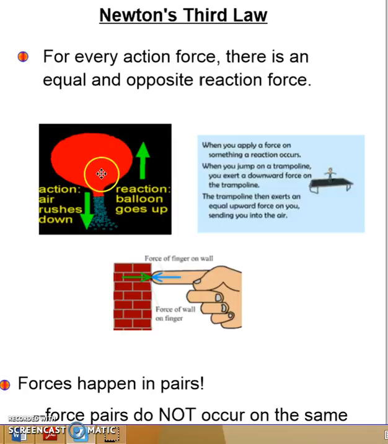They're around us when a balloon travels from one area to another. I'm not going to talk too much more about the balloon because you're going to be doing a lab that requires you to think about that action and reaction force. So let's think about it in terms of a trampoline.